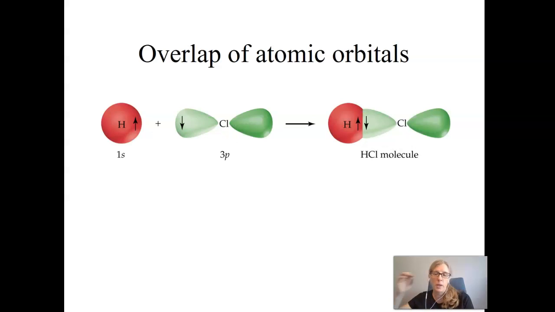And here's another example of the overlap of atomic orbitals creating the covalent bond. This time we have the 1s electron of a hydrogen atom overlapping with the unpaired 3p electron of a chlorine atom to create a covalent bond where the electrons are found most likely in between the two nuclei of the hydrogen and the chlorine.